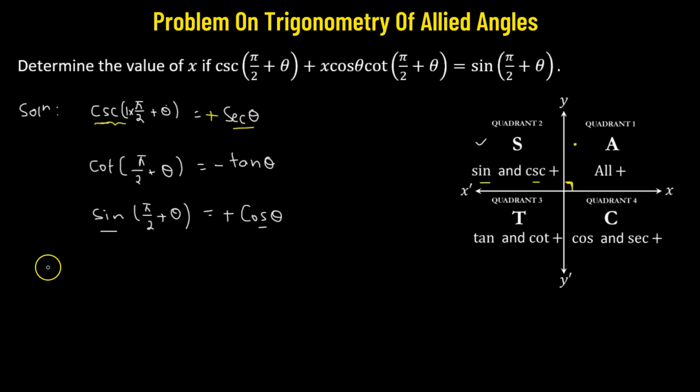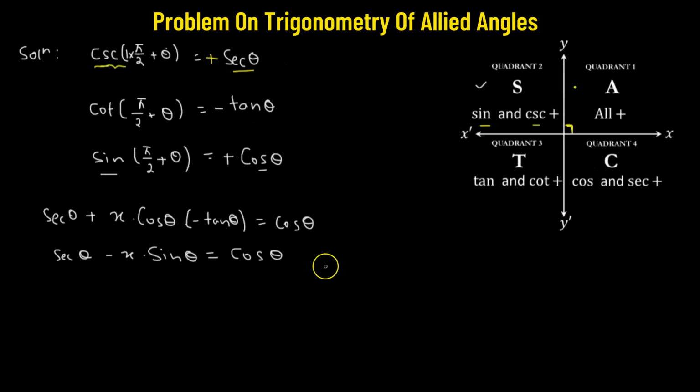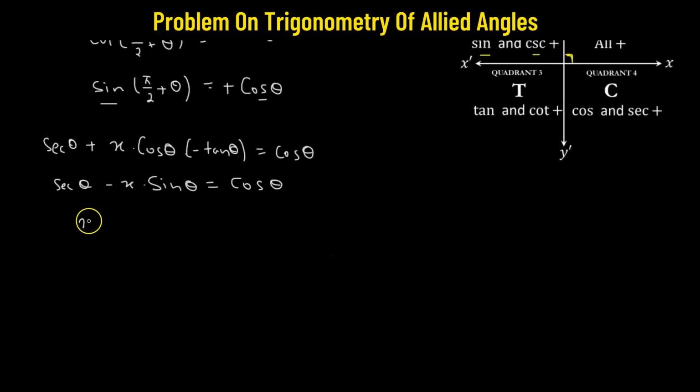Fine. Now we can simplify this. Our new equation is going to be secant theta plus x times cosine theta multiplied by cotangent of theta, which becomes negative tangent theta, equals cosine theta, since sine of pi over 2 plus theta corresponds to cosine theta. So we have secant of theta minus x times cosine theta times tangent theta. Tangent theta is the ratio of sine over cosine, so cosine times tangent theta corresponds to sine theta, which equals cosine theta. Let's rearrange the terms. That's going to give us x times sine theta equals secant theta minus cosine theta.